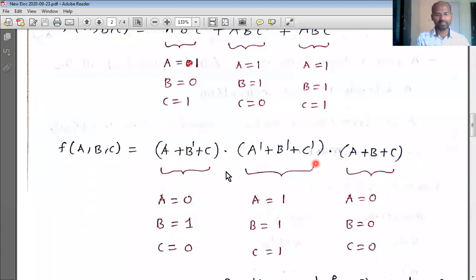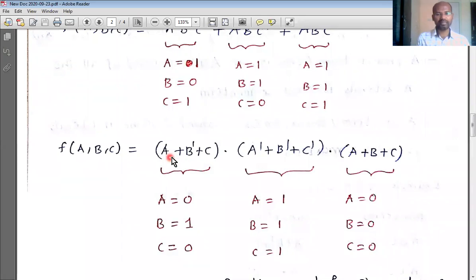Let's understand this property. Here we have used a 3 variable function again, and the function is (a plus b bar plus c) into (a bar plus b bar plus c bar) into (a plus b plus c), where into means AND operation. This function has one max term, this is another max term, and this is another max term. Is it really a max term?